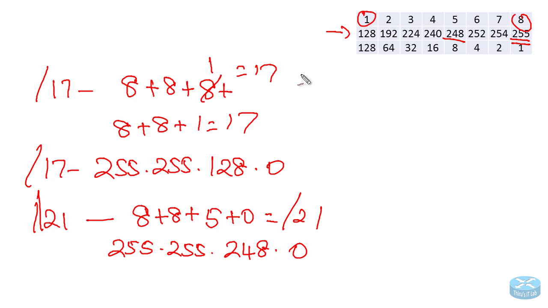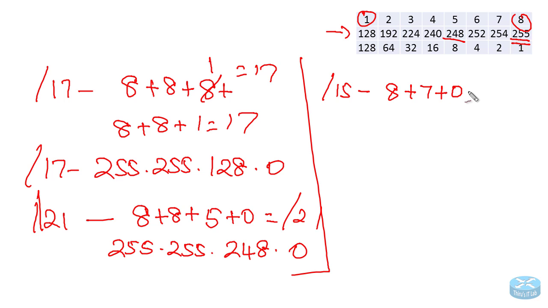Let's do /15. How can you write /15? 8 plus 7 plus 0 plus 0. That's /15. If it's 8 bits on, it's 255. So 255 dot, 7 bits on, so 254, and the rest of them are 0.0.